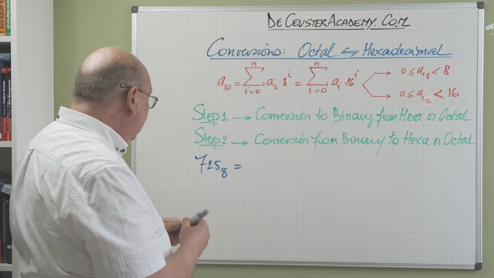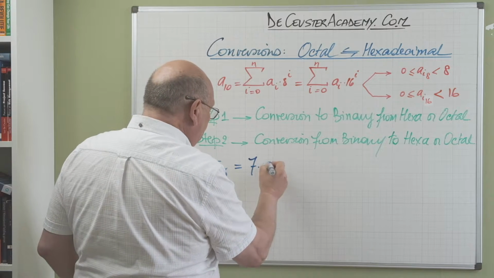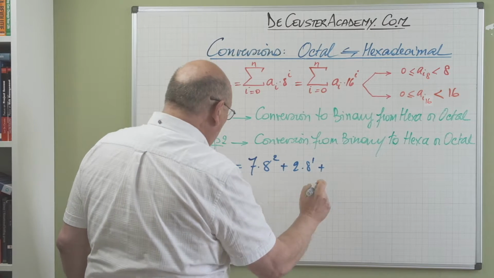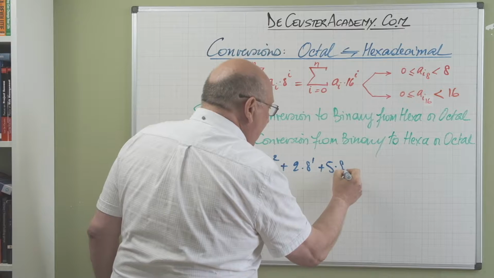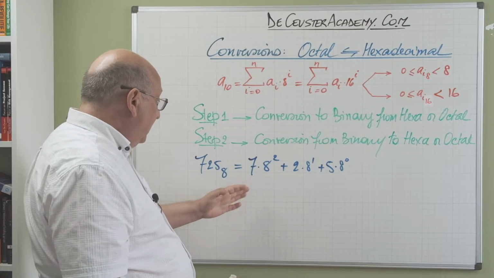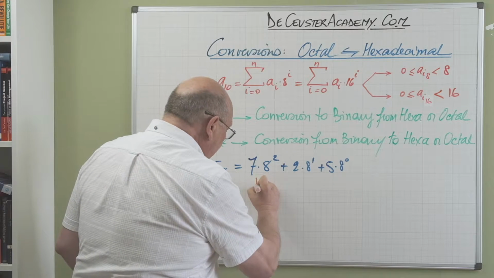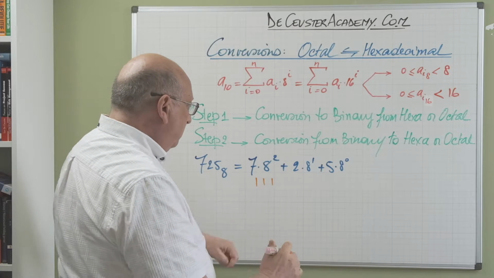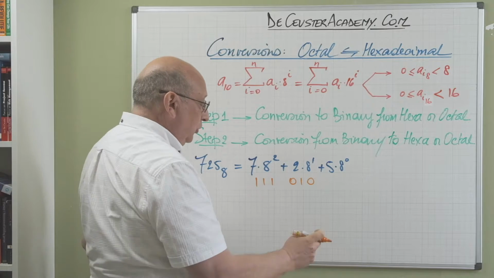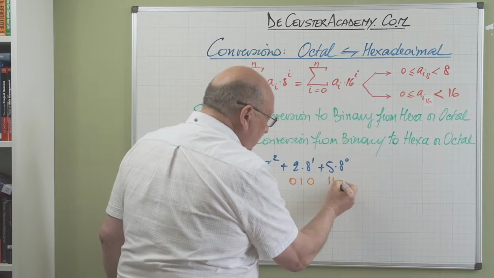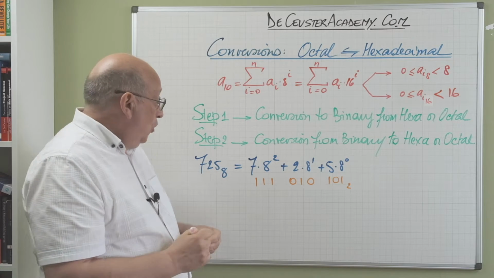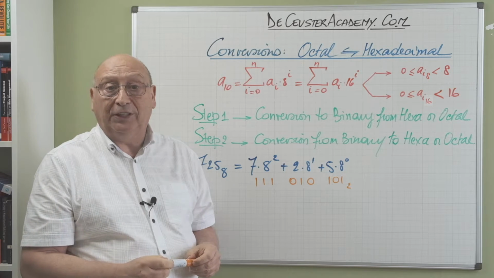So basically, this is 7 times 8 to the power 2 plus 2 times 8 to the first power plus 5 times 8 to the 0 power. Basically this means we have the binary expression of 7, the binary expression of 2, and then the binary expression of 5, which is 101. So this is the binary number that corresponds with the octal number 725.